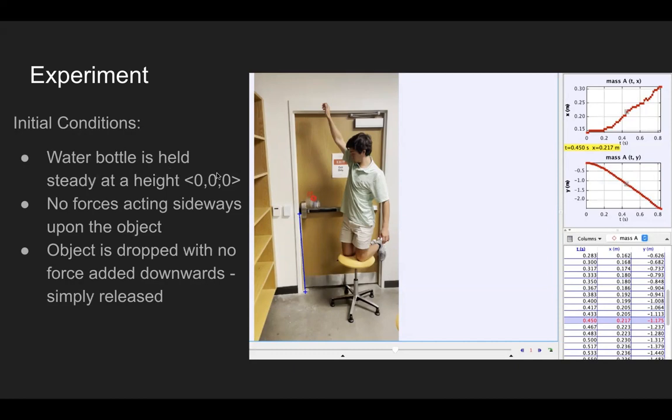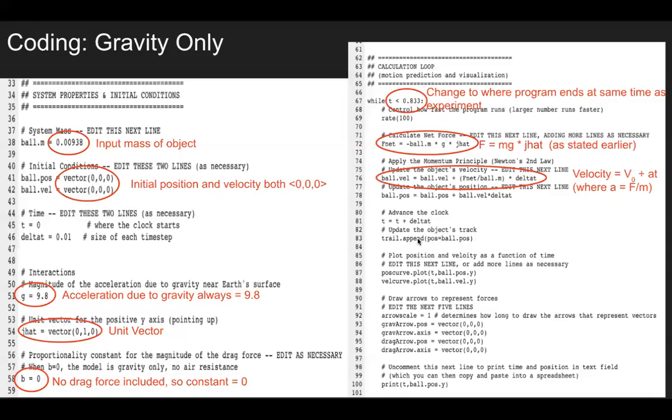A few initial conditions: it was held at the position 0, 0, 0, and then it goes down, tracking, as you can see right here. At 0.45 seconds, it went down negative 1.175 meters. I put all these into a spreadsheet, and that's what I compare to the simulations in a second. You can see a little sneak peek at the graph right here. Along with that, a couple more initial conditions: the object drops with no force downwards, only released, and no sideways forces as well.